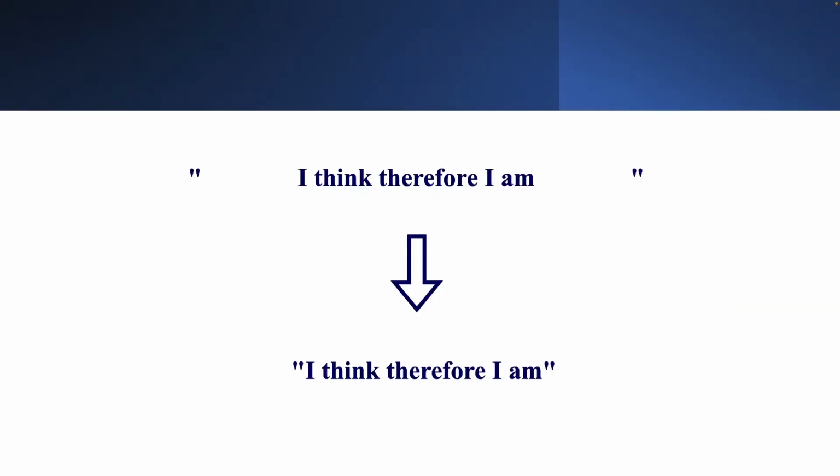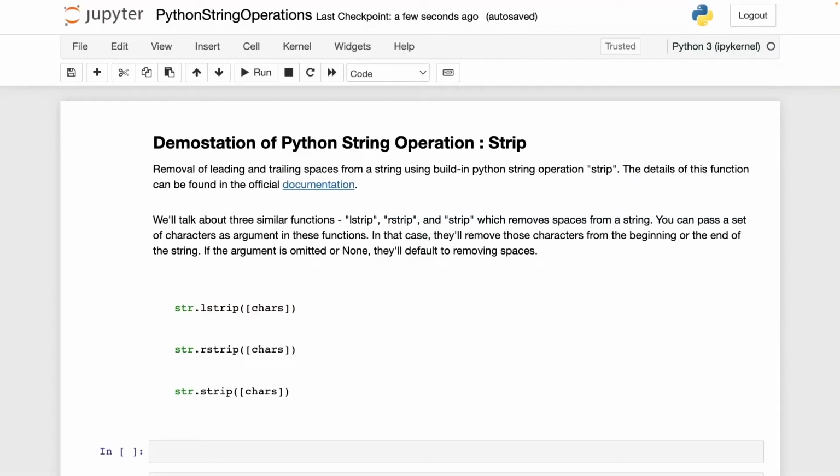The leading and trailing spaces are nothing but the extra spaces at the beginning or at the end of a string. To use the text data in a meaningful way, we often need to remove these spaces. We'll use Python's built-in string operation strip to remove the leading and the trailing spaces from a sentence.